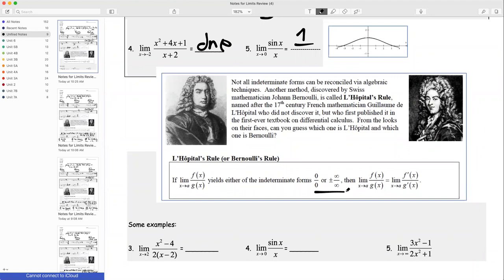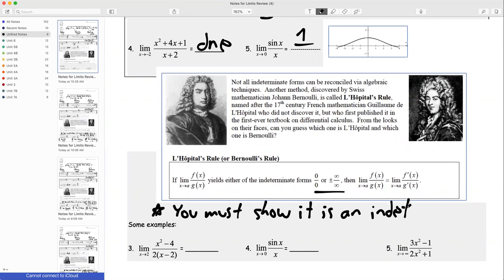Okay, so here's the deal with L'Hopital's rule. If it's a multiple choice, then obviously you don't have to do this. Just answer it. If it's a free response question, though, you must show it is an indeterminate form and say by L'Hopital's rule.